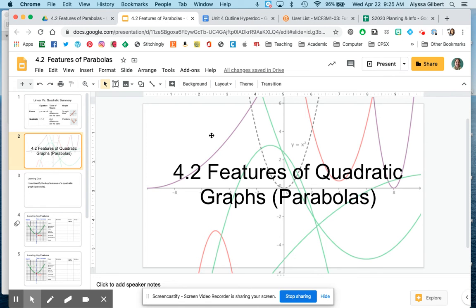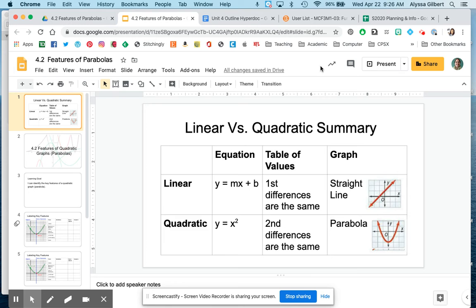This is the second lesson of Unit 4 of quadratics, and today we're going to be looking at quadratic graphs, so the parabola shape that we just saw last lesson. There are certain points on these graphs that you need to know the terms for and then how to label them.